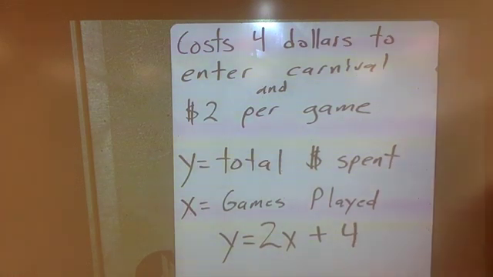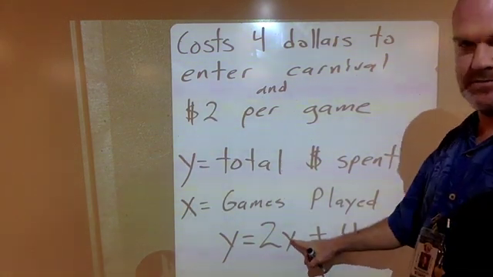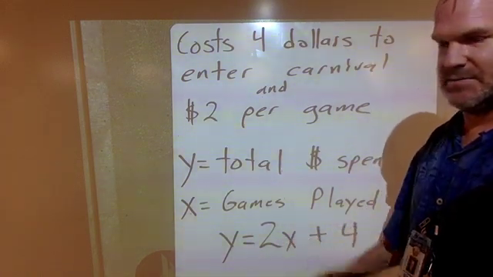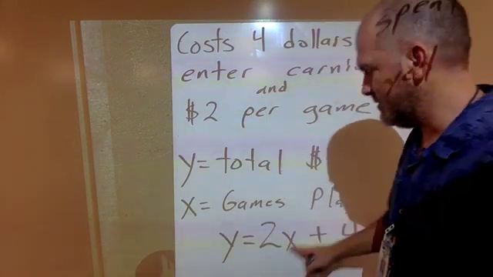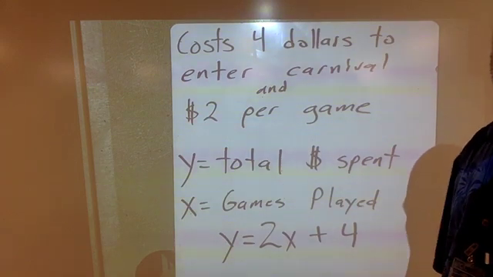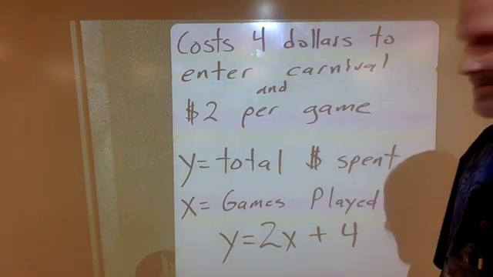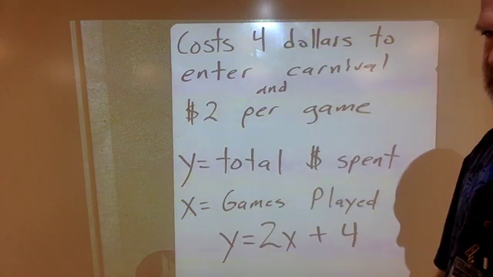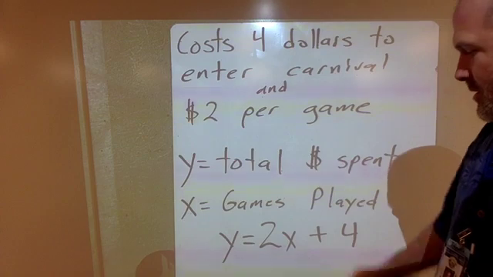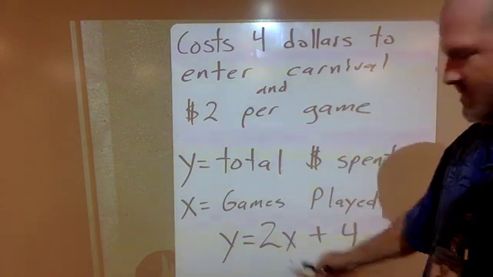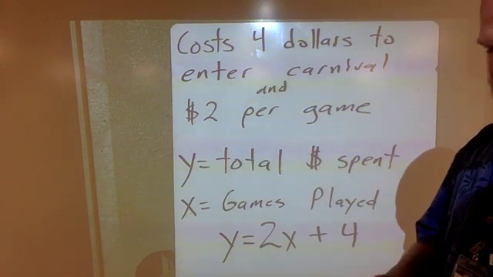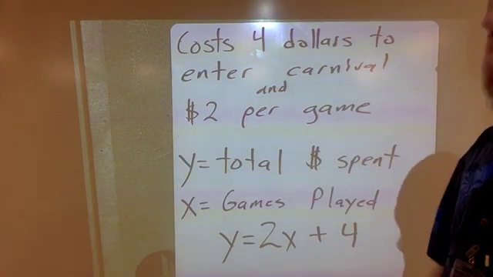Even if you don't play any games, even if this is a 0, you spent $2 on nothing. 2 times 0. That means you didn't spend anything. You didn't spend any dollars on games, but you still got that $4 to get in. So you still spent the $4 even if you don't play a game. Let's say you get crazy and you're just winning all these teddy bears like a champion, and you play 10 games. Well, that means you spent $20 on games. 2 times 10 is 20, plus the $4 to get in. You spent $24 that night for 6 giant teddy bears. Maybe that was a good deal.